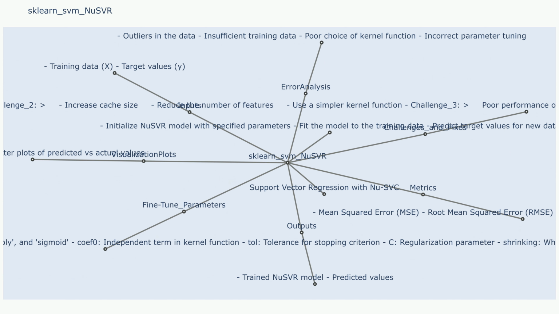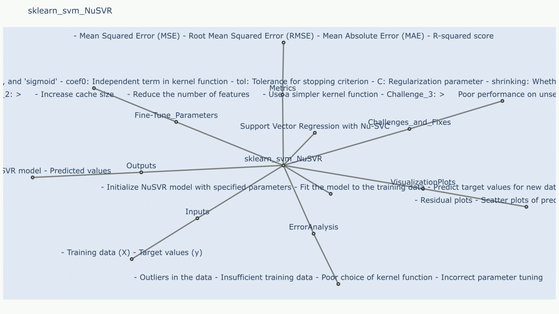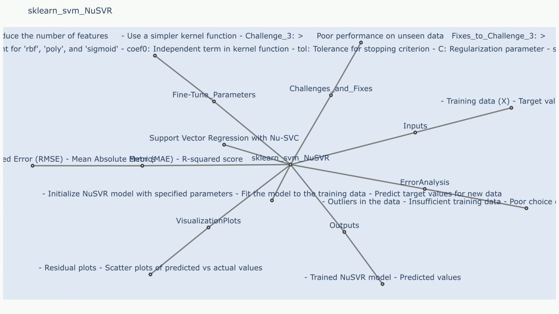Visualization plots: Scatter plot of predicted vs. actual values helps visualize the model's performance and identify potential areas of overfitting or underfitting. Residual plot plots the difference between predicted and actual values to check for patterns or trends, which can indicate model biases. Fine-tune parameters: The nu parameter controls the number of support vectors and influences the model's complexity.